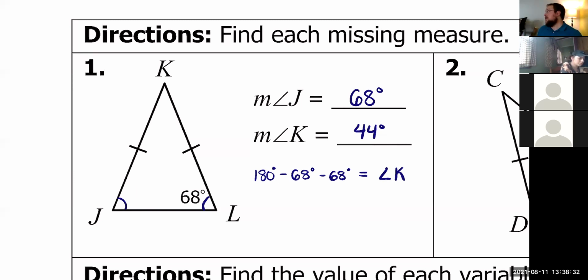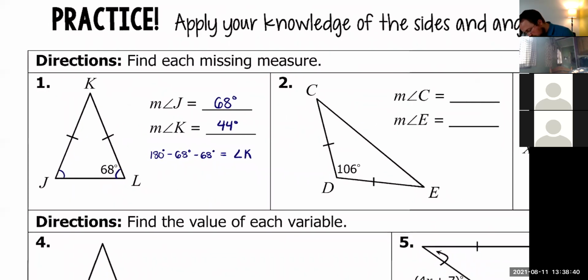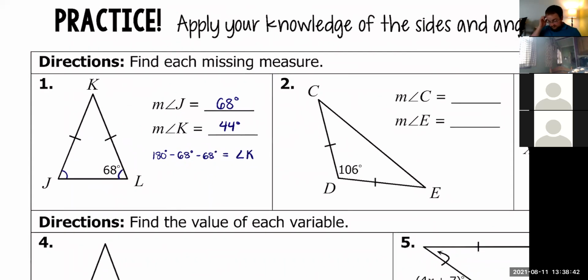Good. It's really nice when if one thing's told to be true, we can already assume something else to be true. Let's take a look at this other one here. Ooh, this one's a little sneaky. Let's focus on what we know, though. We're looking for angle C and E. We know angle D. What else do you know about this triangle?